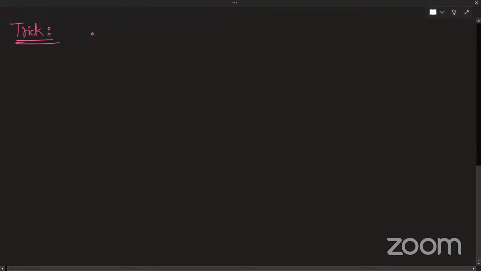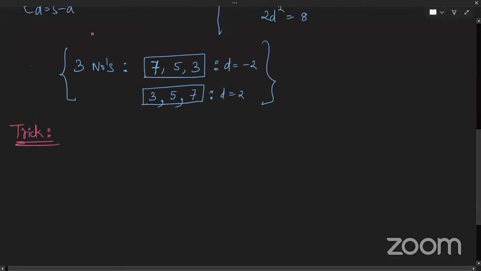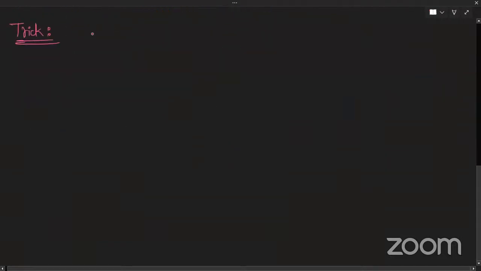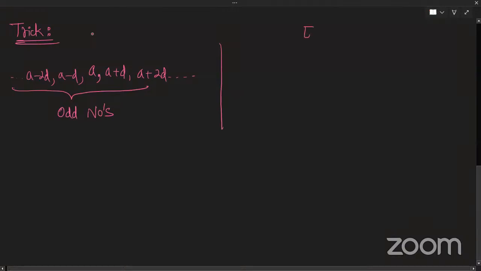Whenever you are given your numbers in AP, always instead of assuming them to be like A, A plus D, A plus 2D, always assume them of something of this kind: A plus D, A minus D, A plus 2D, A minus 2D, something like this, okay? It is much easier. And you do this when you have odd numbers. What will you do when you have even numbers?